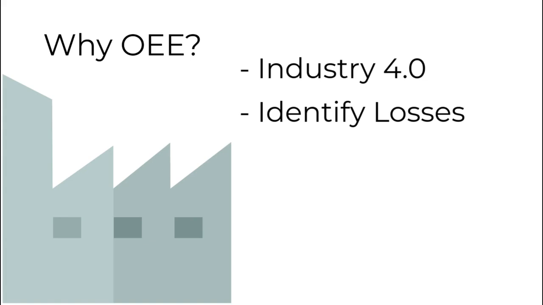Or you might just be interested in identifying losses, finding when you can make improvements, and staying competitive. This is often called finding the hidden factory, so that's the factory that's within your factory that could be working, could be making products, but it isn't. It's lost to inefficiencies and things like that. And OEE is great at spotting those inefficiencies.